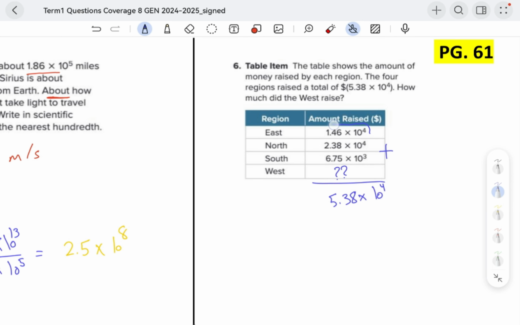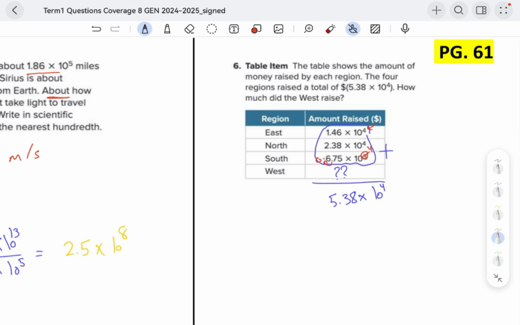So what we can do, we're going to add these numbers together and then we're going to subtract them from the total. To add, they all have the same exponent except this one. We're going to convert it to 4. We can make this 4 by moving the decimal point 1 step to the left. So it will be 0.675 times 10 to the power 4. Now we're going to add them and then subtract them from the total.